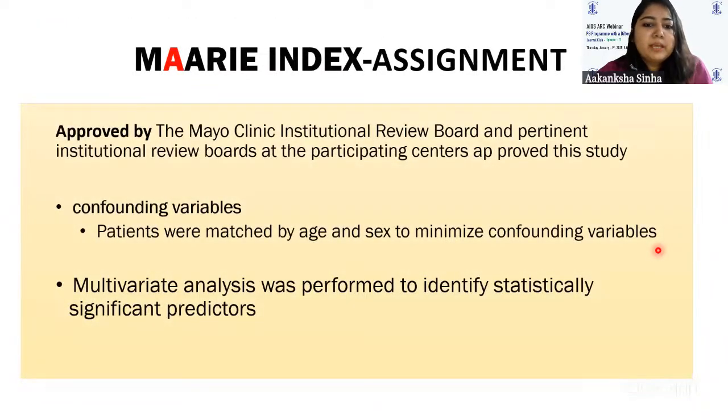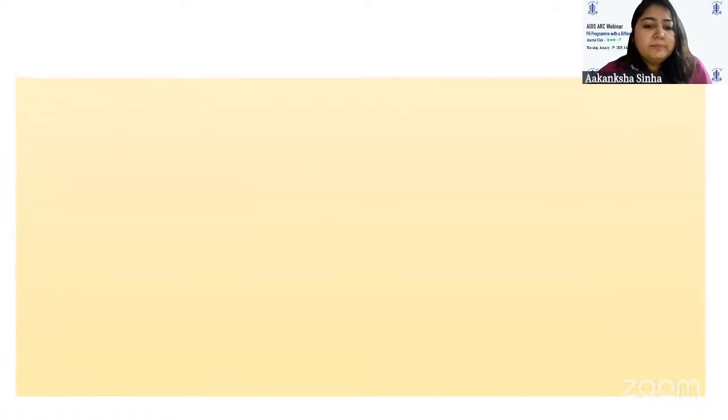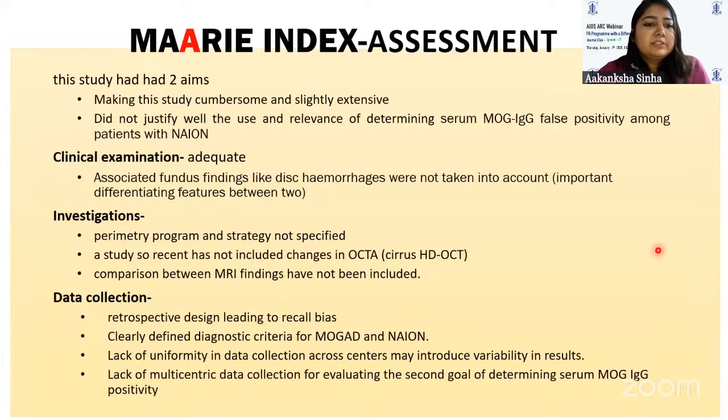Moving to assignment. It was approved by institutional review boards. Confounding variables were tried to be controlled through matching of age and sex, which is good to avoid any variability. Multivariate analysis has been done, which provides excellent, strong predictors for MOGAD. Moving to assessment, the study had 2 aims, which makes the study a little cumbersome, as the second aim, which was testing the MOG IgG false positivity, has not been much justified because the results have not been interpreted well.